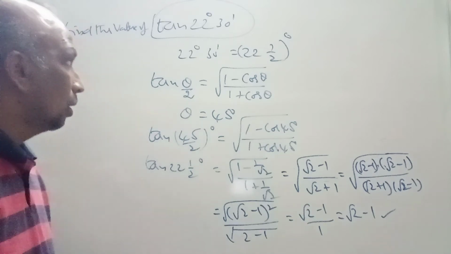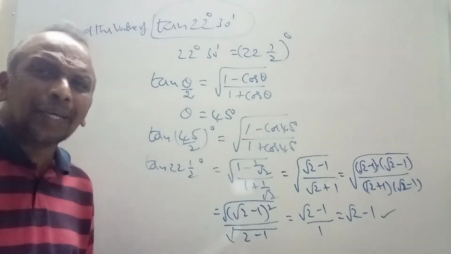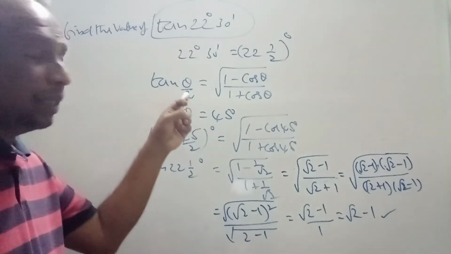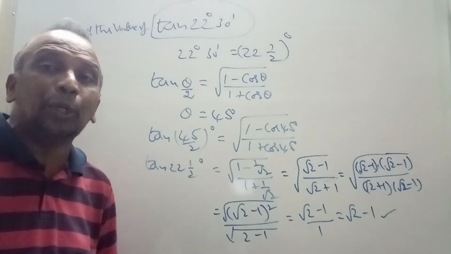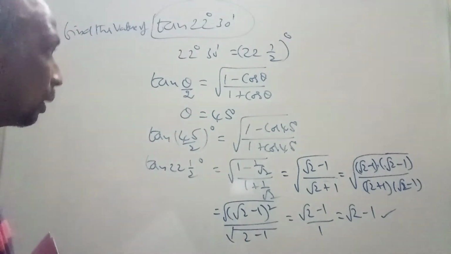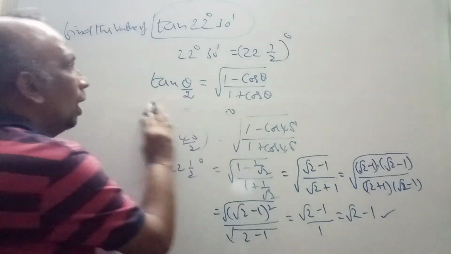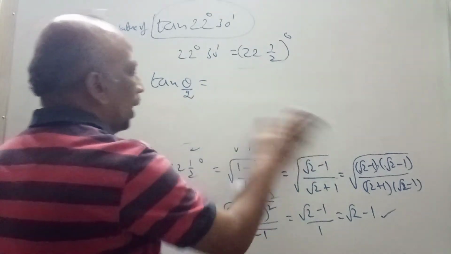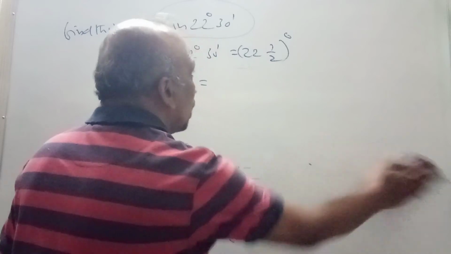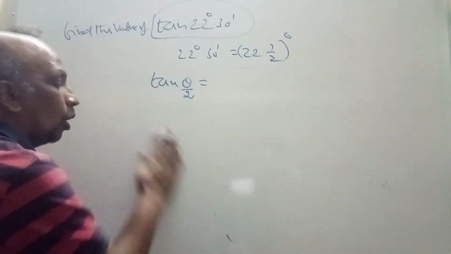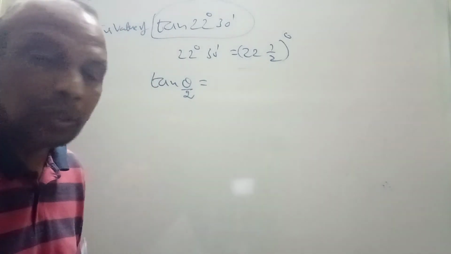Some people use another method also. Tan theta by 2 I can write as sin theta by 2 by cos theta by 2. So if you want, you can use that method also. Other method is, suppose you want tan theta by 2. I am taking an alternative, another method.